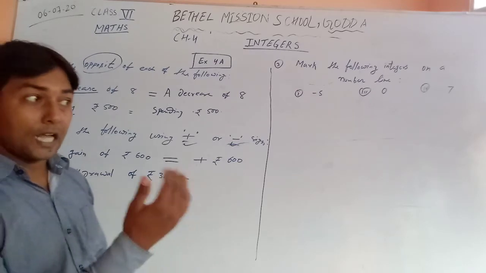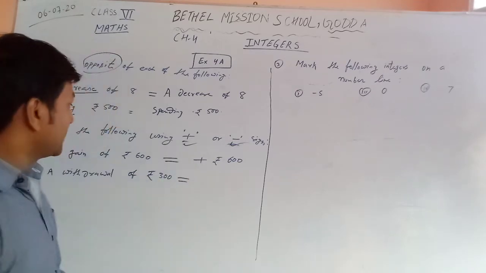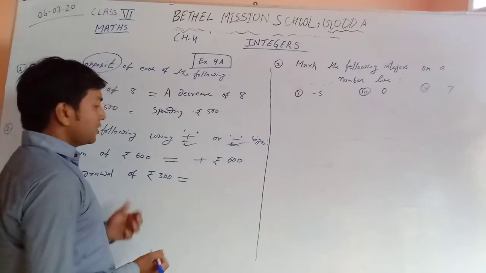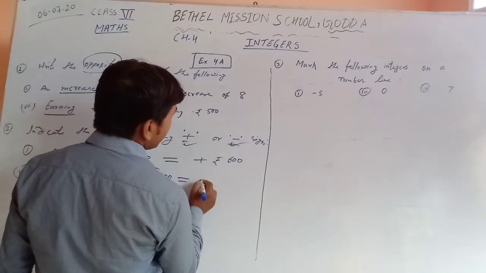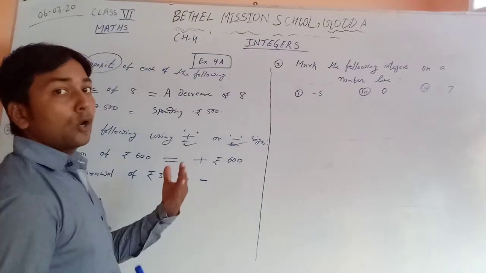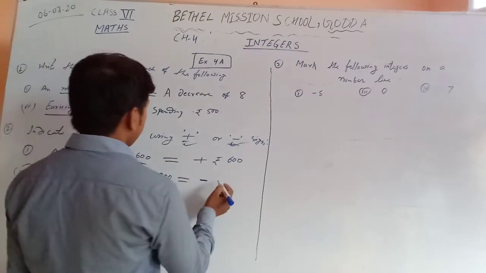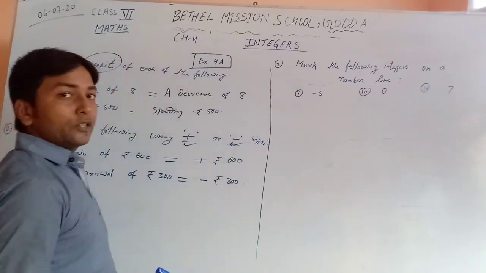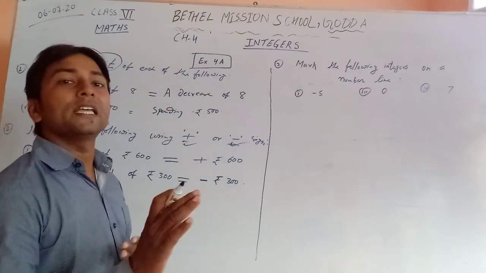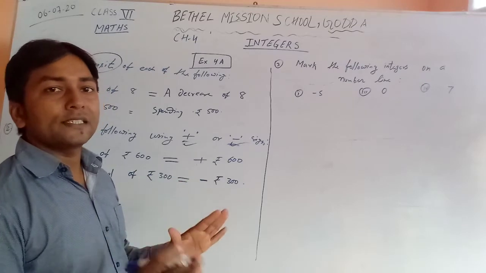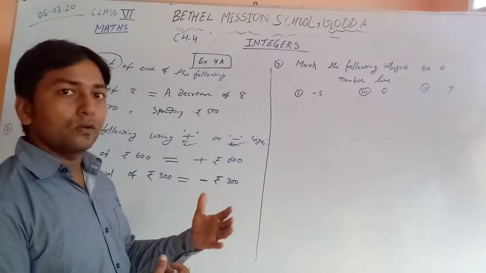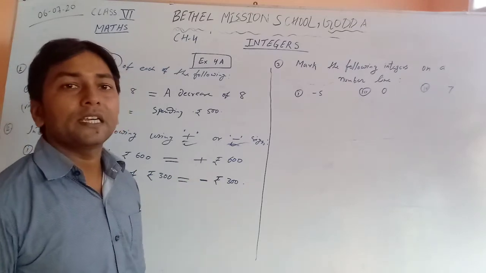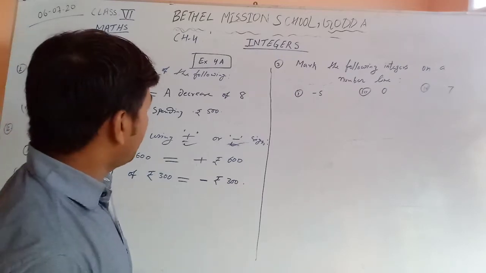Withdrawal, when you take out money from the bank, it is said to be withdrawal. So you are getting negative when taking out. Okay, so this is negative rupees 300. When you deposit, your money is increasing, so it is positive. But when you take out, it will be a negative sign. Okay, I hope you got it.